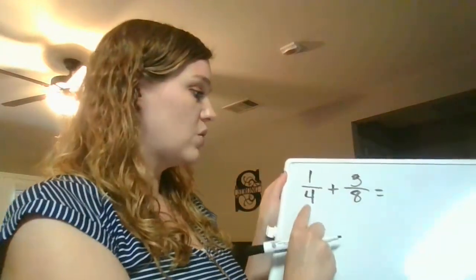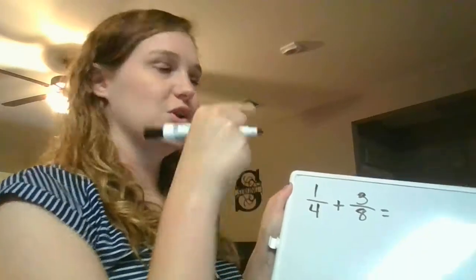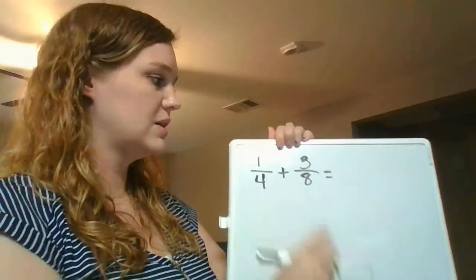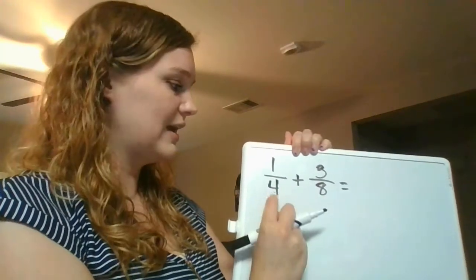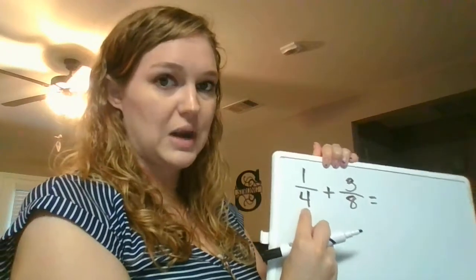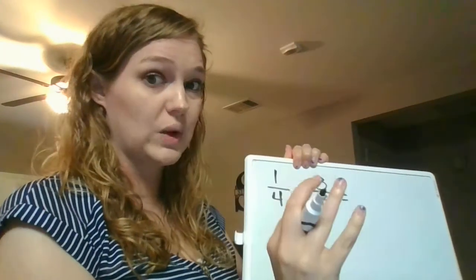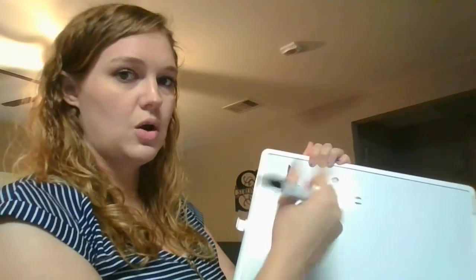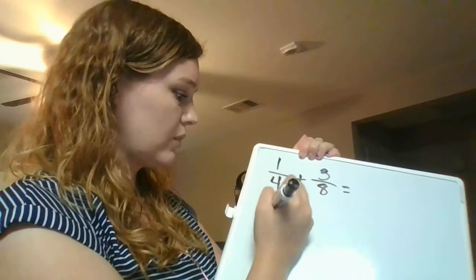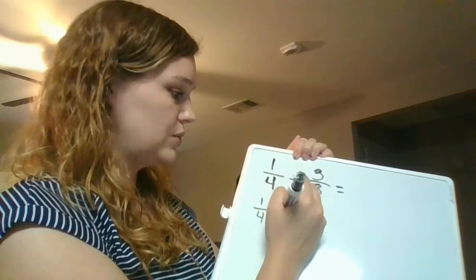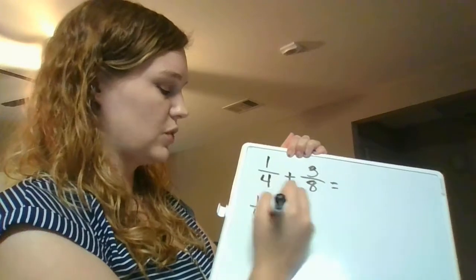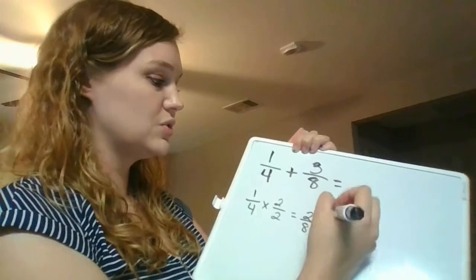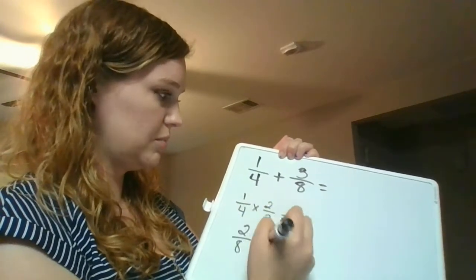Backtrack a second. What you want to do is look at the biggest denominator, which is 8, and think, can I easily change this denominator to an 8? And if you can, that makes it really simple. So how do I get this 4 to become an 8? Well, I have to multiply it by 2, right? So I do 1/4 times 2 over 2, remember, because that equals 1. So 4 times 2 is 8. 1 times 2 is 2. So now I can do 2/8 plus 3/8.